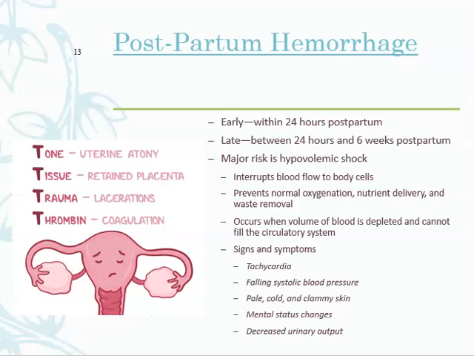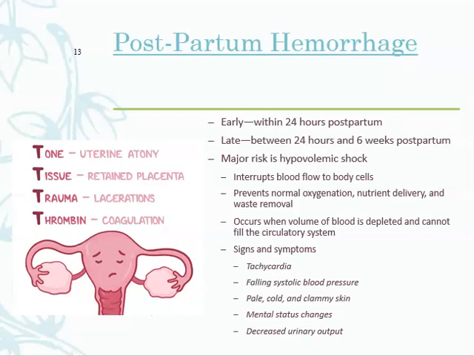So when we're talking about postpartum hemorrhage, it is defined as if they are saturating a perineal pad within 15 minutes. If they have a blood loss greater than 500 milliliters with a vaginal birth overall, or a blood loss greater than 1,000 milliliters with a cesarean section overall, those constitute postpartum hemorrhage. If the problem is not rectified, then they can go into hemorrhagic shock, which will cause death.